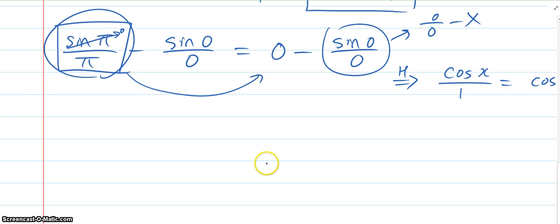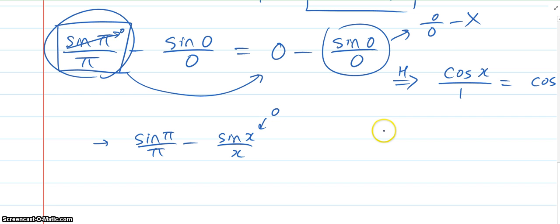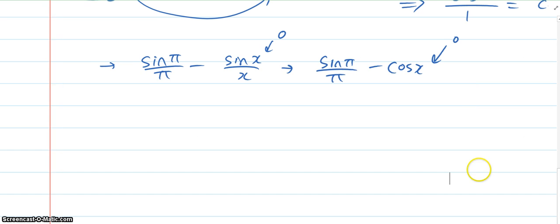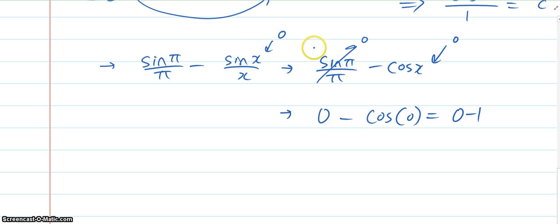So you can say that sine pi over pi minus, which was this, substituted by 0, we rewrote it as sine pi over pi minus cosine x, and then substitute 0. So this ends up being 0 minus cosine 0, which is 0 minus 1, becoming negative 1.